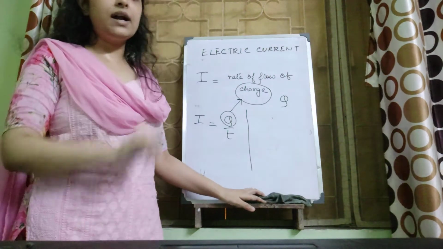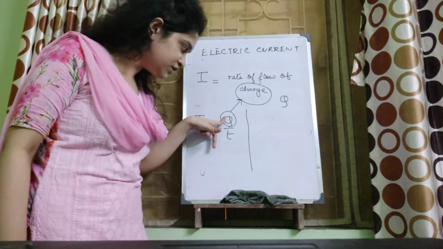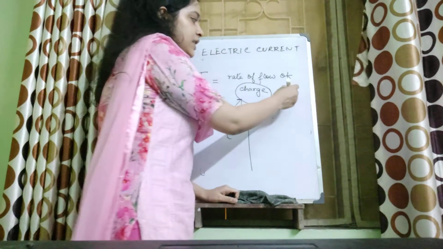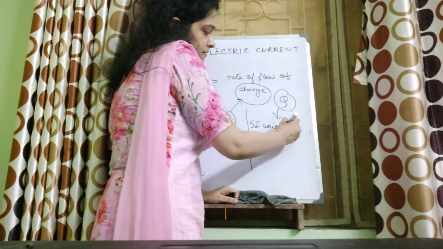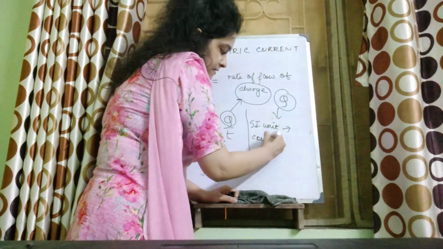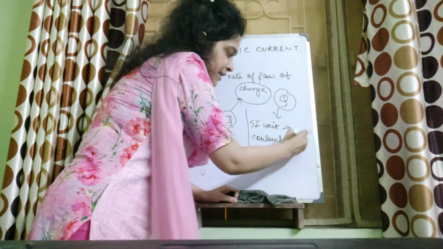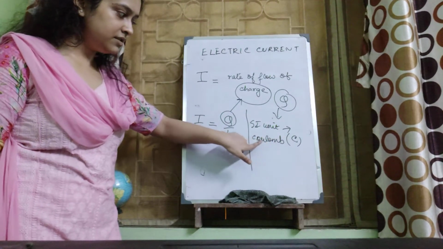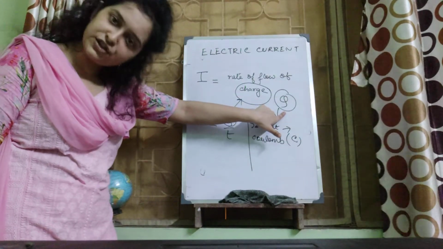Now, what is the SI unit of charge? In order to understand the SI unit of current, we first need to know the SI unit of charge. Time we already know, second. What is the SI unit of charge? The SI unit of charge is named after the scientist Coulomb. In abbreviation, it's capital C. In full form, Coulomb. It's the SI unit of electric charge.